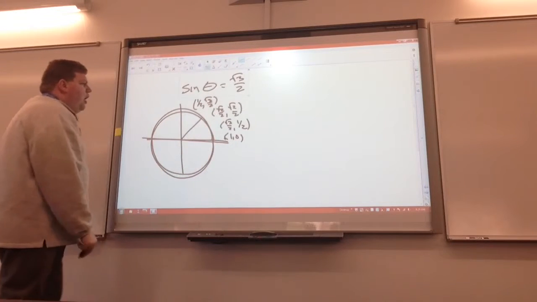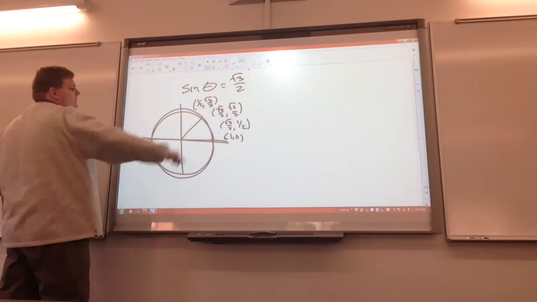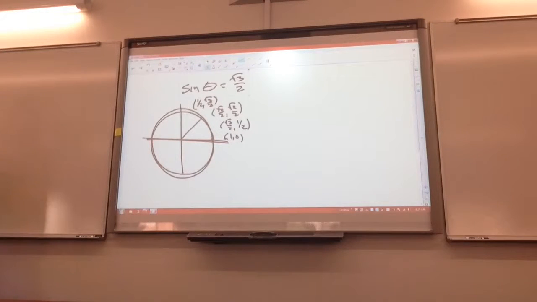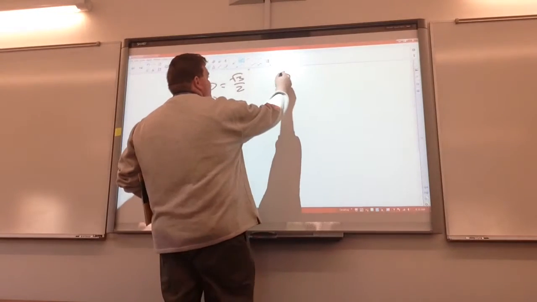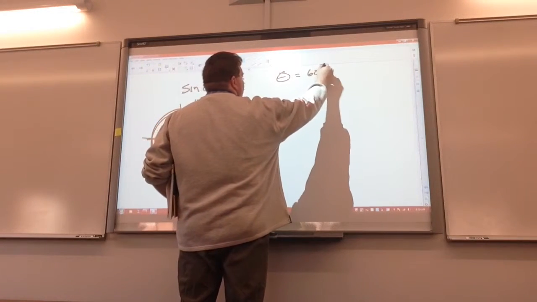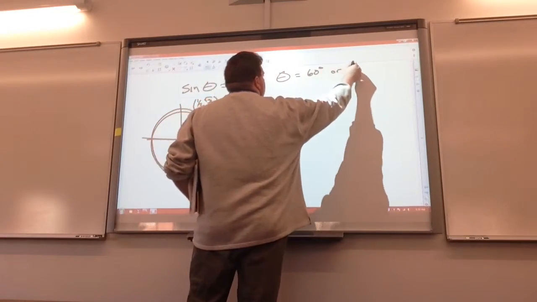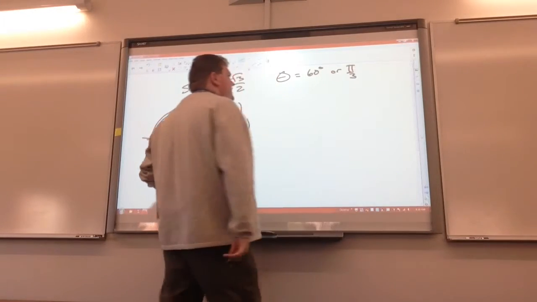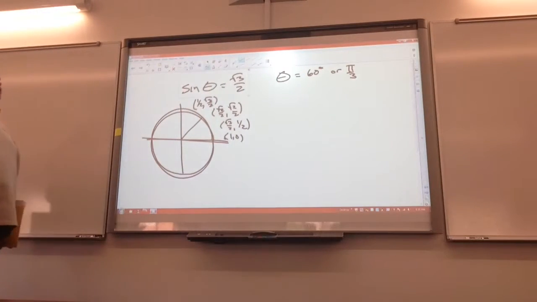So if I wrote this out here, I can see right there is where the y coordinate is root 3 over 2, right? Which happens at 60 degrees or pi over 3, okay? So I can say then that theta is equal to 60 degrees or pi over 3 radians.